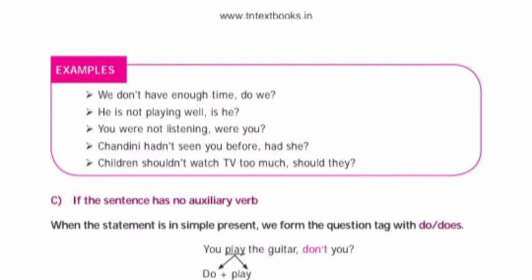Next one, he is not playing well, is he? Next one, you were not listening, were you? Next one, Chandini hadn't seen you before, had she? Next one, children should not watch TV too much, should they? So this one is a negative statement plus a positive question tag.